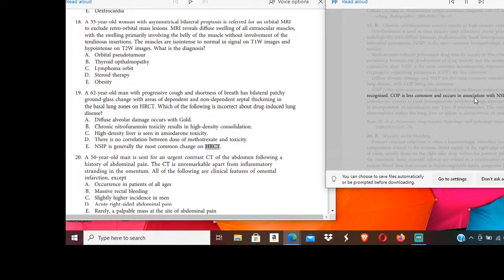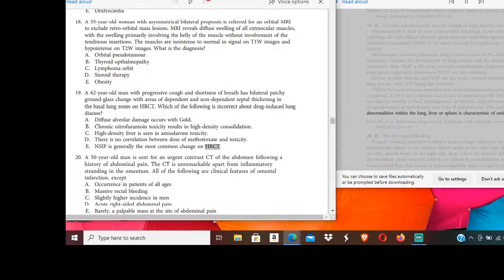A distinctive feature of amiodarone toxicity is focal, homogeneous, peripheral, high attenuation pulmonary opacities due to incorporation of amiodarone into type 2 pneumocytes. The combination of high attenuation abnormalities within the lung, liver or spleen is characteristic of amiodarone toxicity. Rossi SE, et al.